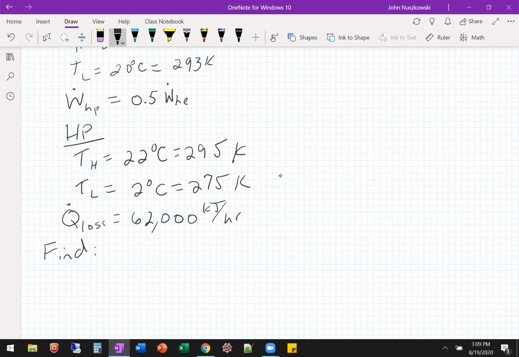They want us to find the minimum rate of heat supply to the heat engine. So Q dot H is the heat supply, HE is for the heat engine. Right, so this is the heat supply, heat engine minimum.